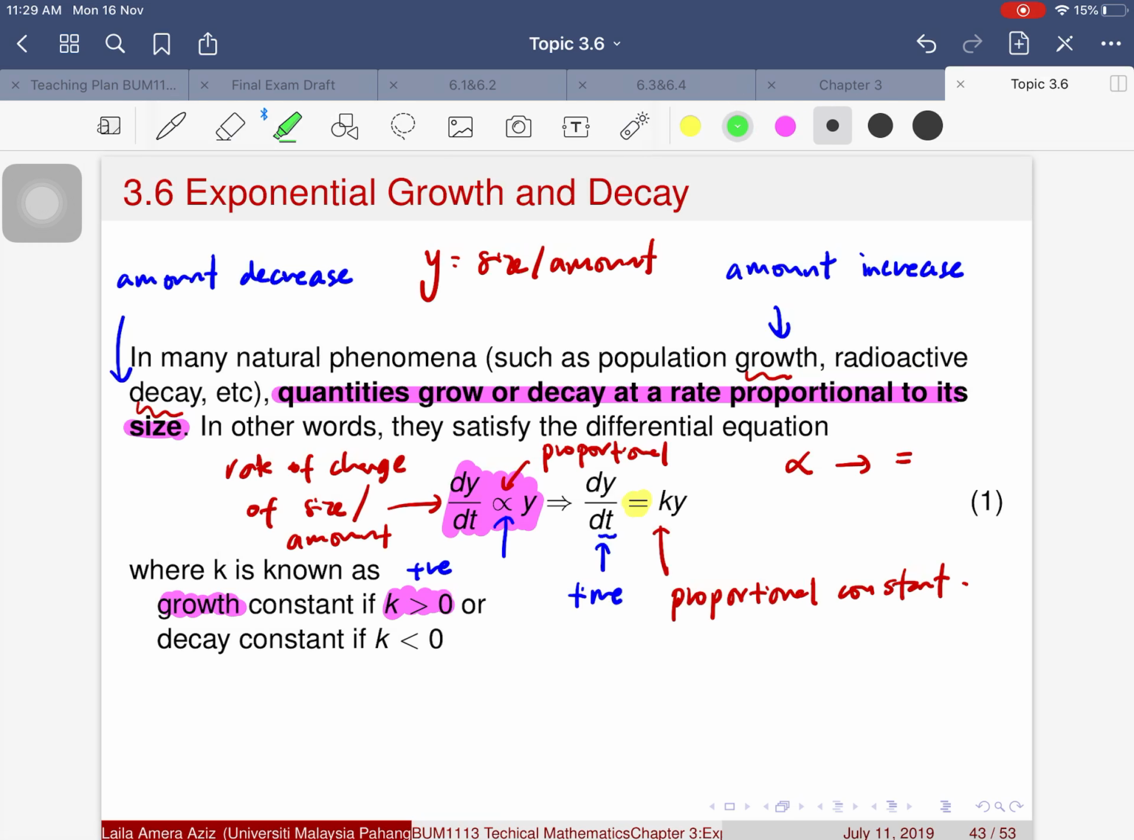On the other hand, when your k is a negative value, meaning a value less than 0, it is a decay situation. So whatever y we have in the scenario, the y value is actually decreasing. That is called decay, and your value of k should be negative, then only is it possible to happen. So basically, the equation that we're going to solve here is dy over dt equals ky.